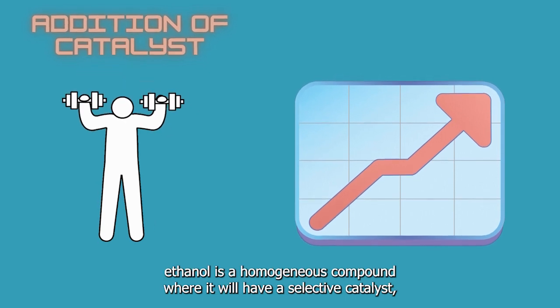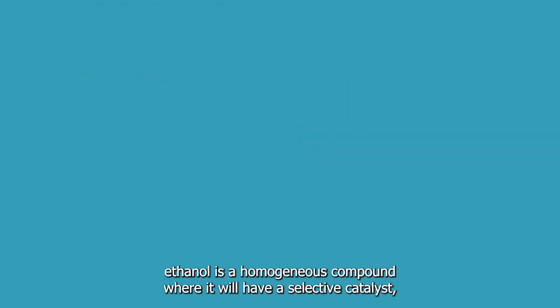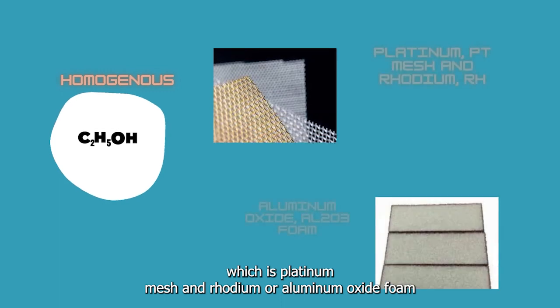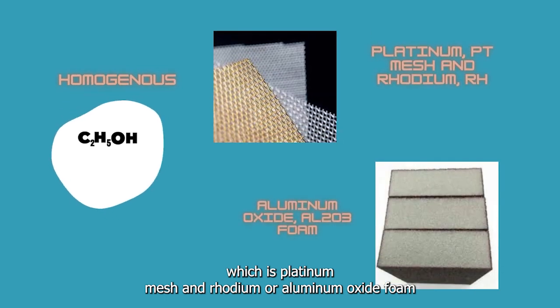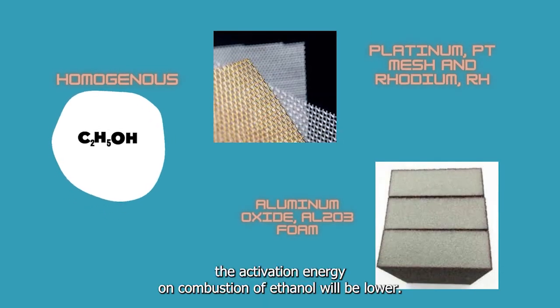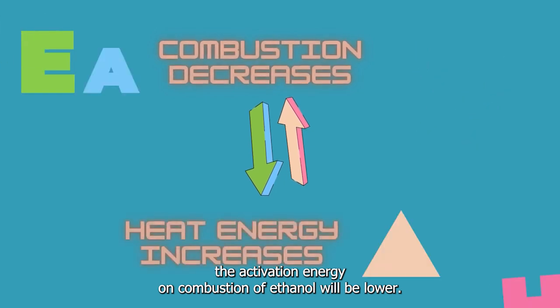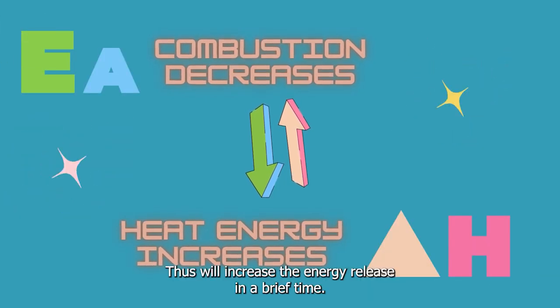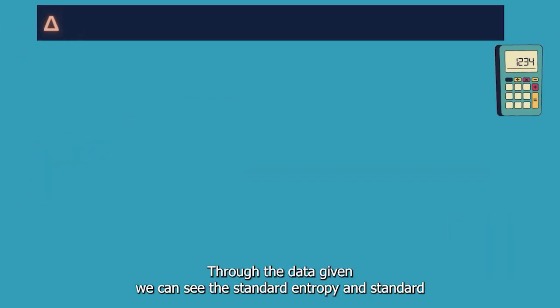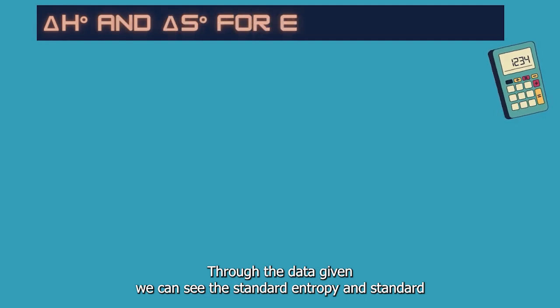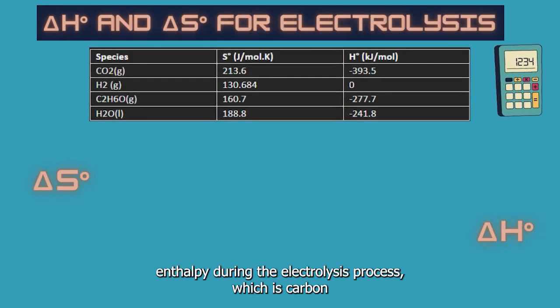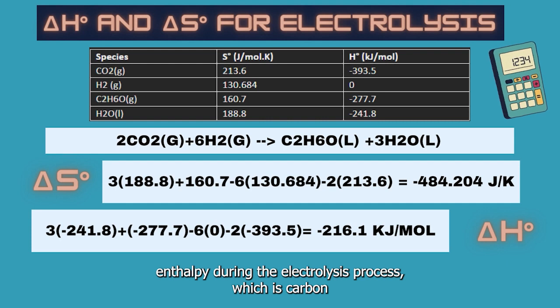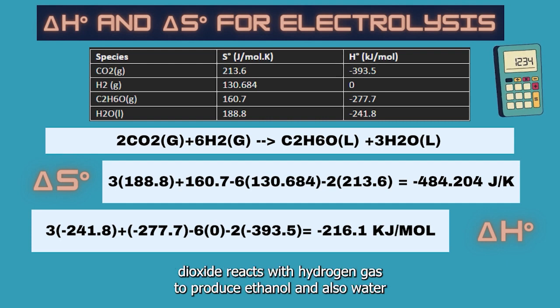Ethanol is a homogeneous compound where it will have a selective catalyst, which is platinum mesh and rhodium or aluminum oxide foam. The activation energy on combustion of ethanol will be lower, thus will increase the energy release in a brief time. Through the data given, we can see the standard entropy and standard enthalpy during the electrolysis process, which is carbon dioxide reacting with hydrogen gas to produce ethanol and also water.